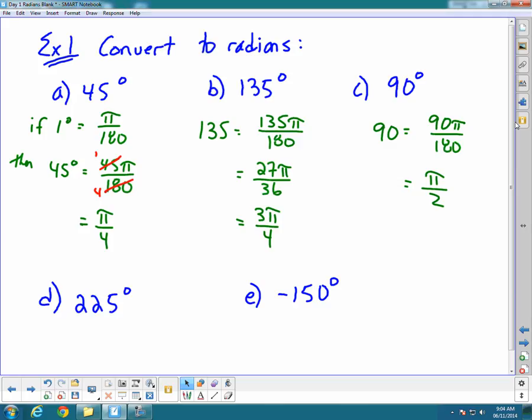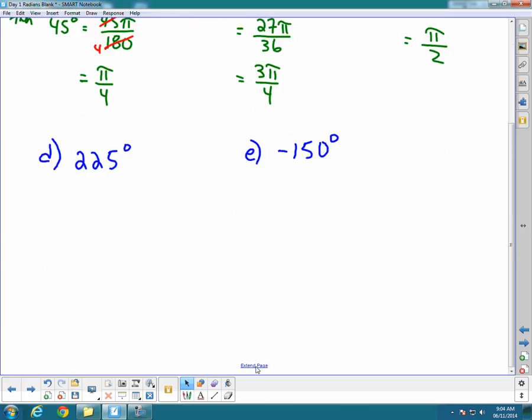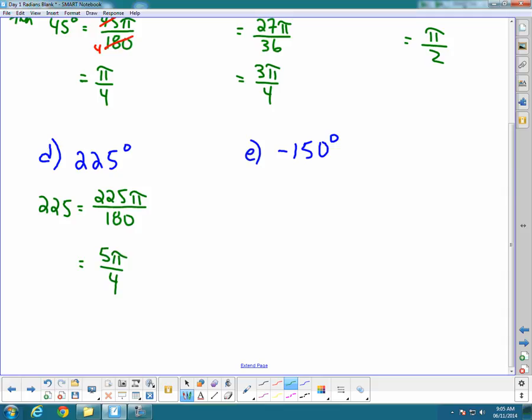We can do it with other ones that are not quite as obvious. So let's go down here to 225. So 225 is equal to 225 pi over 180. Do some reducing there. I can tell you if you divide everything by 5, I think you get 15 pi over 12, and then divide everything by 3 again. It eventually reduces to 5 pi over 4. You might take a few steps to get to that, but it's 5 pi over 4.